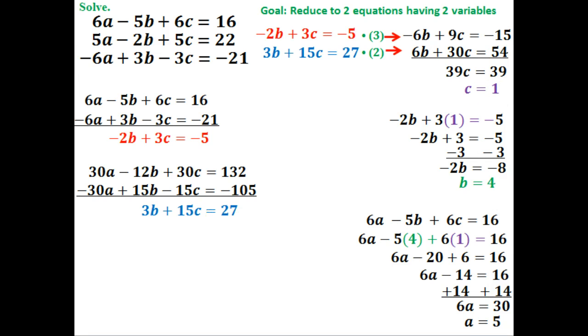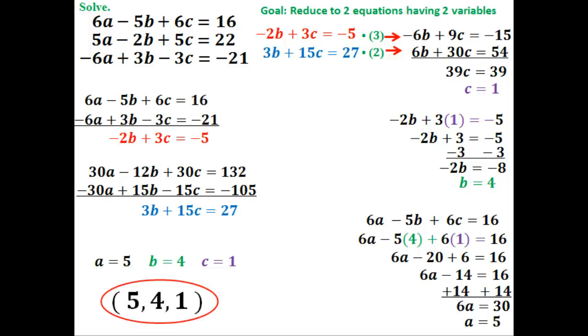So I'm going to just rewrite that over here where I have a little bit of room. a equals 5, b equals 4, and c equals 1. Now the way that we'll end up writing this one, especially on the online system, is with parentheses. We'll go open parentheses and then my a value, comma, my b value, comma, my c value. Remember that these are all in alphabetical order. So here's my a value, my b value, and then my c value. And you'll use them with parentheses, no spaces in between.